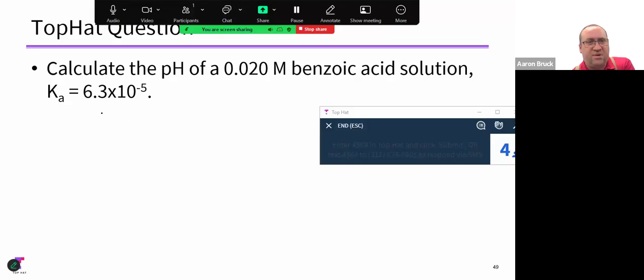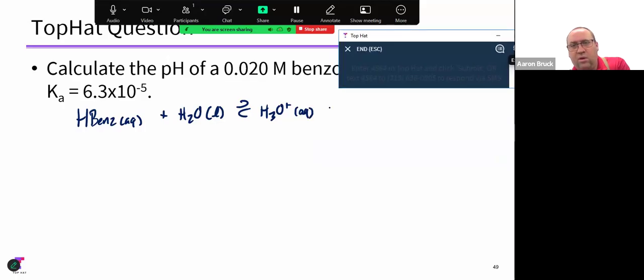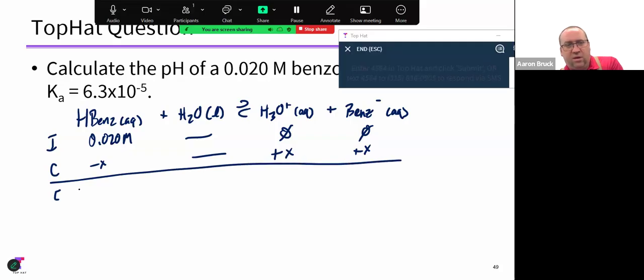All right. So setup for this is pretty similar. We got benzoic acid reacting with water to make hydronium and the benzoate ion. So initial concentration would be 0.02 for the benzoic acid and nothing for anything else. We're going to lose some benzoic acid, gain some of the rest. So 0.02 minus X for the benzoic acid, X for the two products. Question is, can we ignore that minus X term?